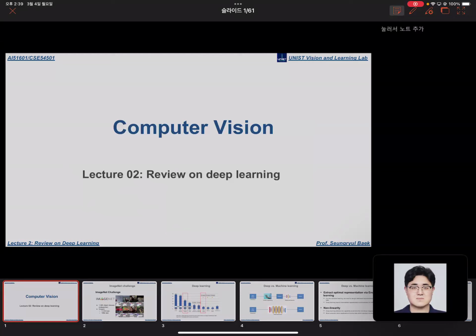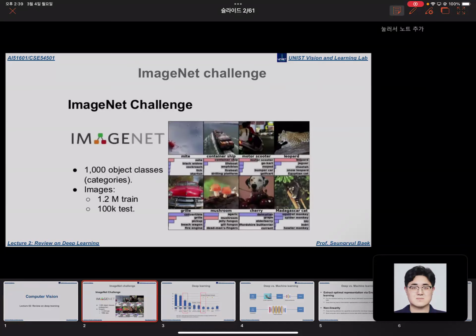So today we will learn about deep learning. I'm assuming that most of you are familiar with this, but I'm just reviewing deep learning, okay?